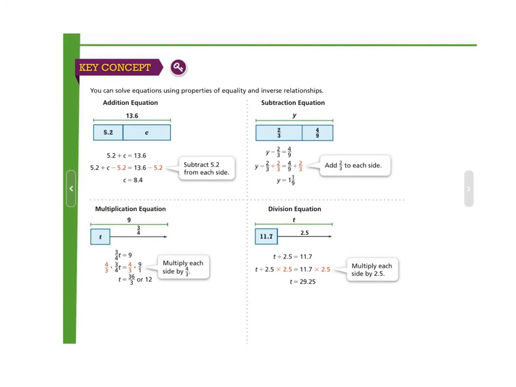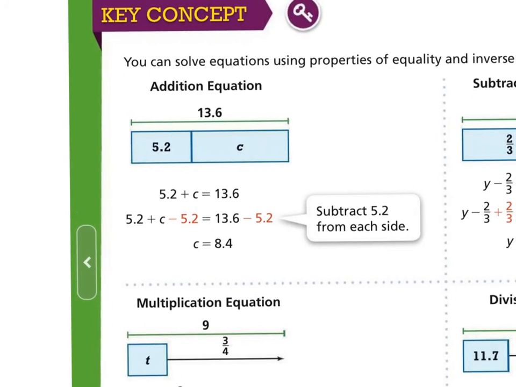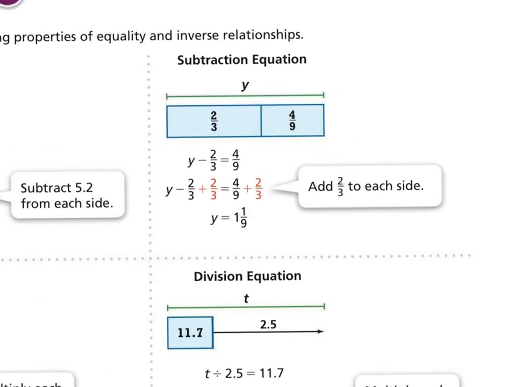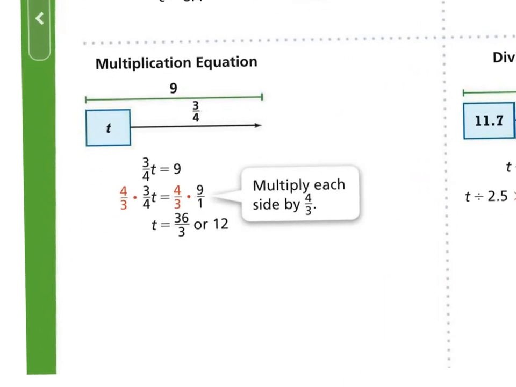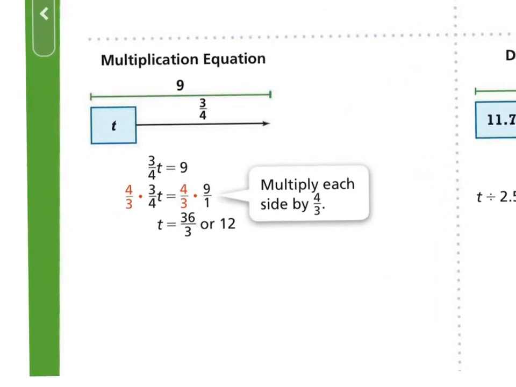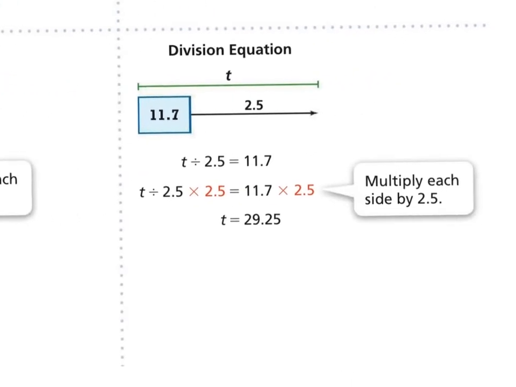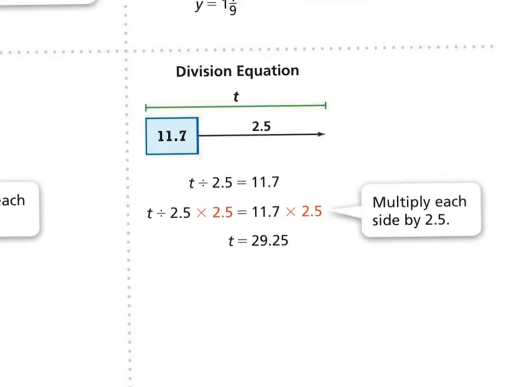Key concept is just going through again the process of doing the opposite operation. Top left, they're adding means we need to subtract. Subtraction, they're subtracting with the variable means we need to add. Next one, they are multiplying, we would divide, I would say a little bit different than the book there. And then they're dividing, so we would multiply.